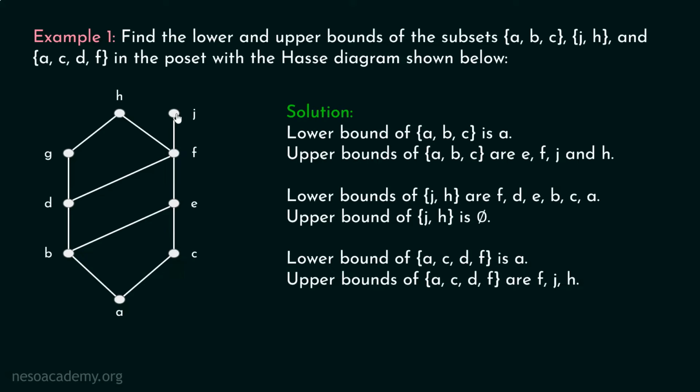Apart from this, J is also an upper bound of ACDF. H is also an upper bound of ACDF. And none of these elements are the upper bounds of ACDF, right? So that's it. This is all for this example.